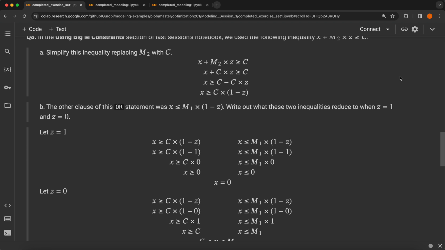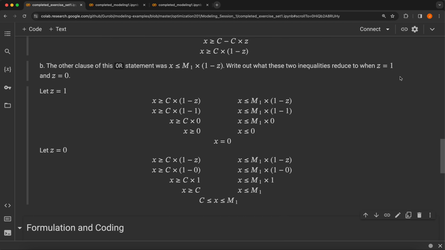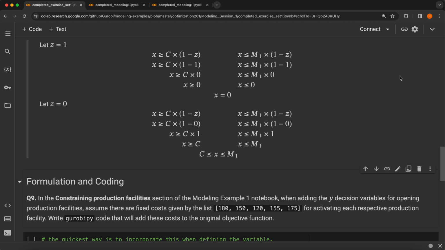Part B says the other clause of this or statement was x is less than or equal to m1 times 1 minus z. Write out what these two inequalities reduce to when z is equal to 1 and z is equal to 0. So when z is equal to 1, what's in parentheses on both sides ends up being 0. Those zeros multiply by the constant c and the constant m1. So we end up with x is greater than or equal to 0 and x is less than or equal to 0. Taking those two things together means x is equal to 0.